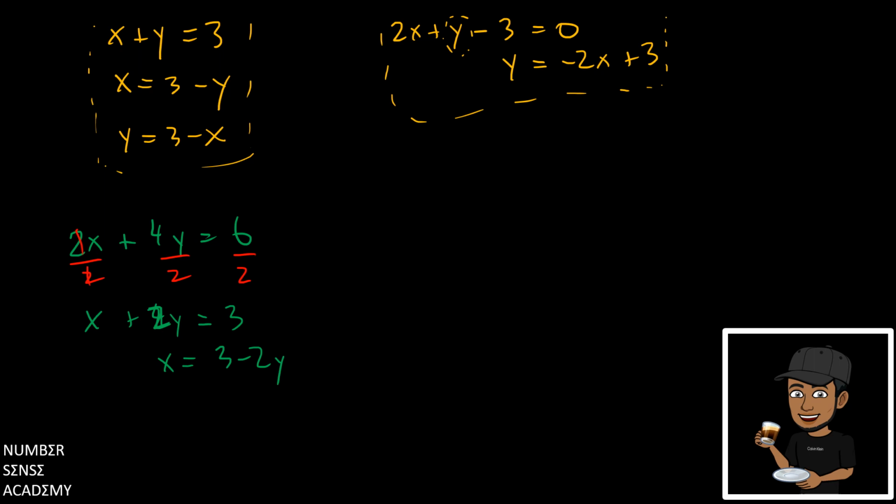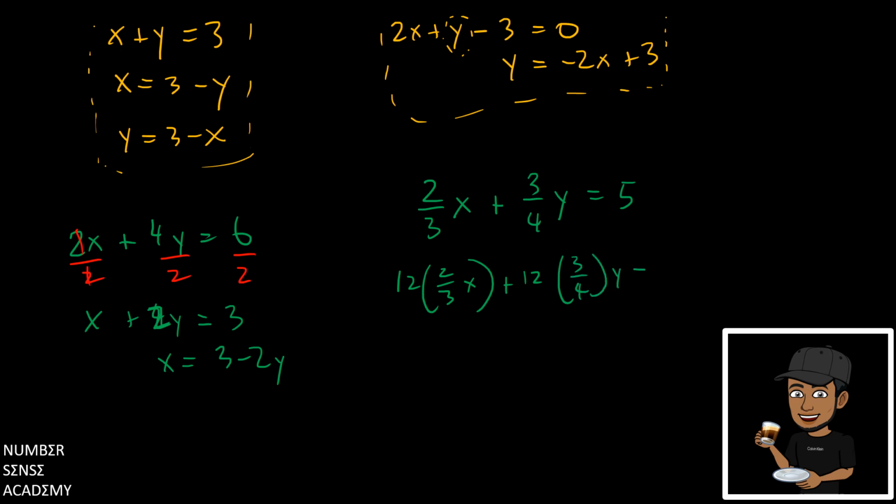Sometimes you might just want to check if you have the opportunity. So what if I have 2 over 3x plus 3 over 4y equals 5? Well, I want to get rid of these fractions, so I need to find a multiple that could take care of these. I know 12 works. So I'm going to have 12 times 2 over 3x plus 12 times 3 over 4y equals 12 times 5.